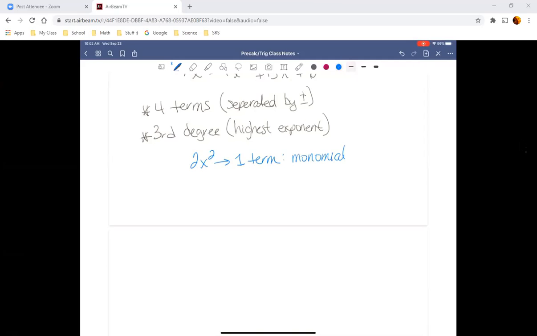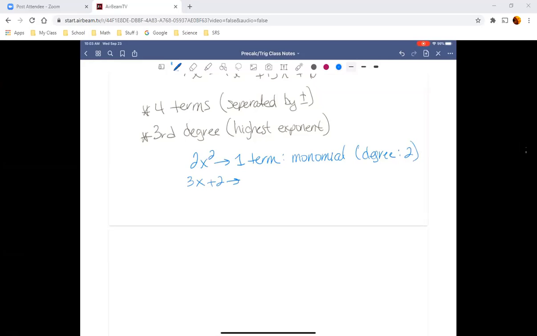Because mono means 1. Good job. And for the fun of it, what's our degree? So is this a second degree polynomial? Right. What if we had 3x plus 2? How many terms does that one have?